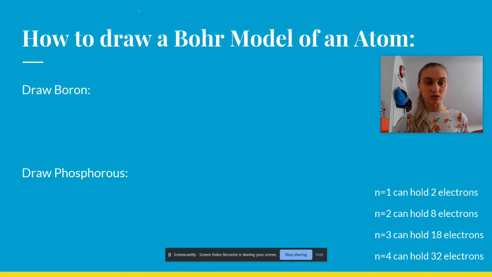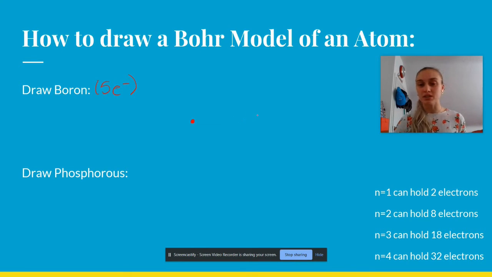I'm going to put in parentheses right here 5 electrons, just so I know how many I need to draw. But remember, first things first, I'm going to draw the nucleus. I'm just going to draw a little dot here.